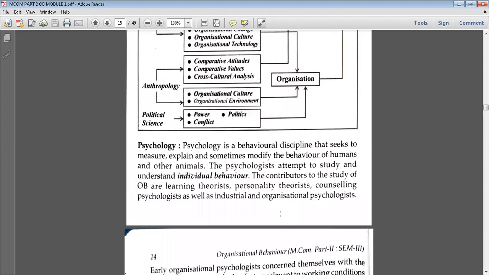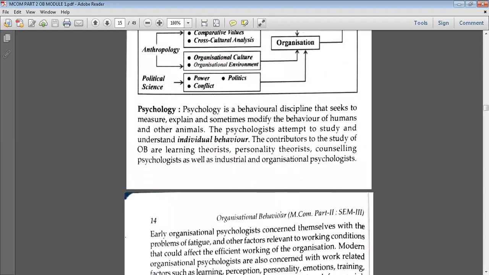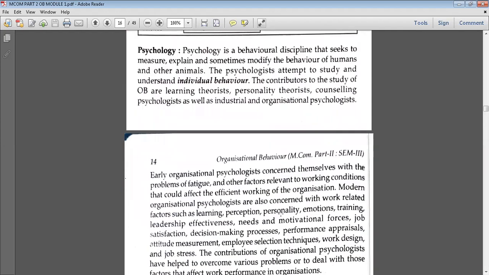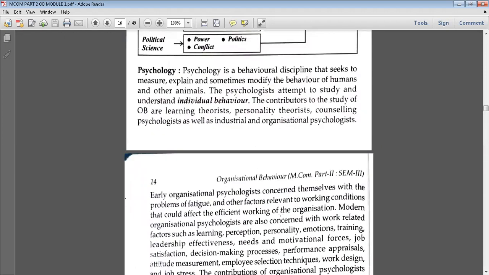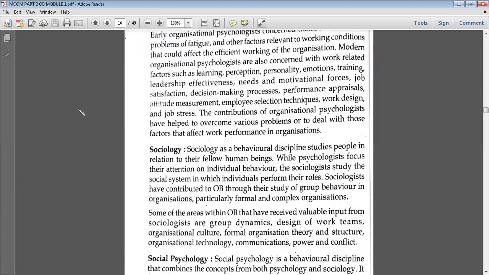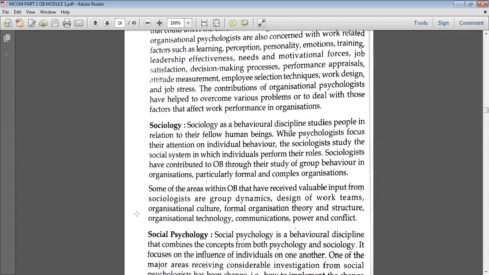So here you will see how these disciplines, like psychology, study human behavior. Then sociology explains the relationship between fellow human beings. Psychology is about individual behavior, understanding how they are learning, their personality, their counseling part, all these things come under psychology. But sociology is related to how people behave with fellow human beings, how they deal with others, how they interact with other people.